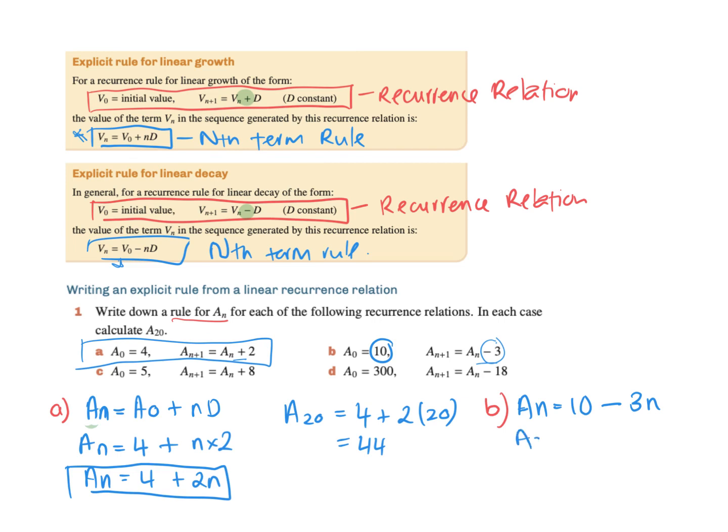Okay, and then they want me to find A20 in that scenario. So it'd be 10 minus 3 times 20, which would be negative 50. Is that right? Yep. And there you go.